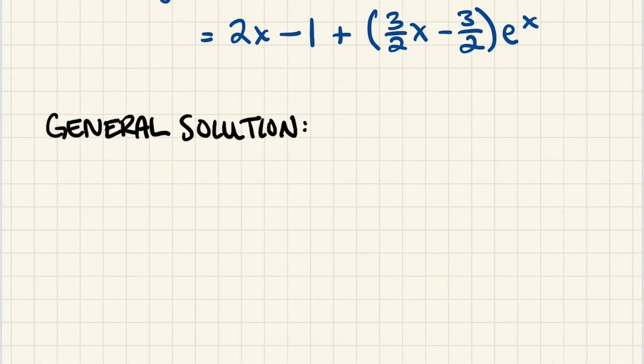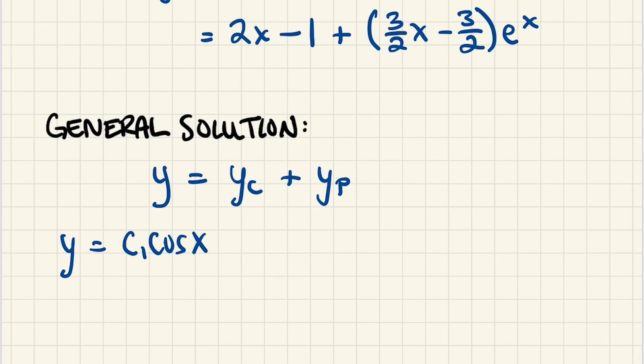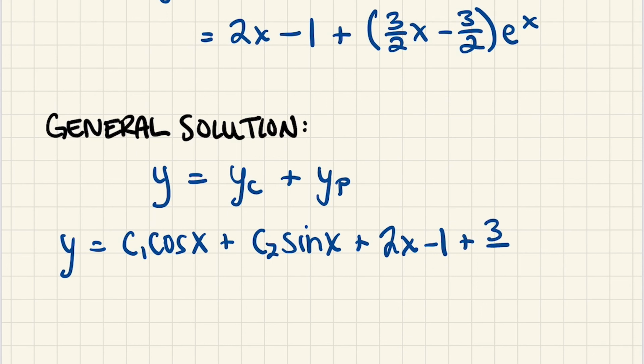Of course, the general solution is the complementary solution plus the particular solution that we found. So complementary solution was c1 cosine of x plus c2 sine of x, and then plus the particular solution. So 2x minus 1 plus, and in this type of situation, it's generally favorable to distribute. So we have 3/2 x e to the x minus 3/2 e to the x. And there we are.